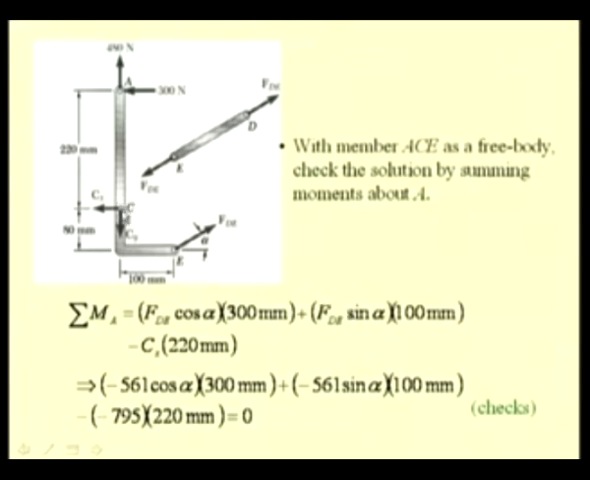And at C we have Cx and Cy. Cy does not cause any moment because it is collinear with A, and the moment of this force Cx, whose moment arm is 220, is a clockwise moment, so it is a negative quantity. So we have this minus Cx into 220 mm. We substitute the values as found from the previous free body diagram, and we find that the sum turns out to be 0. So the forces that we have determined are correct.